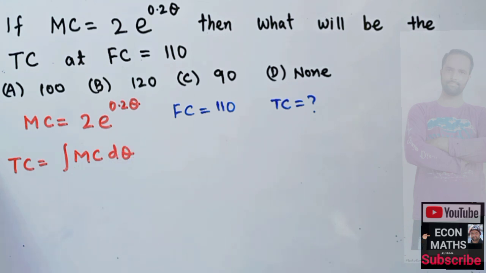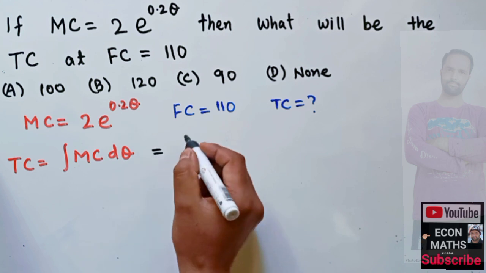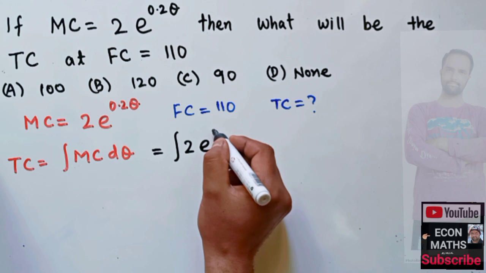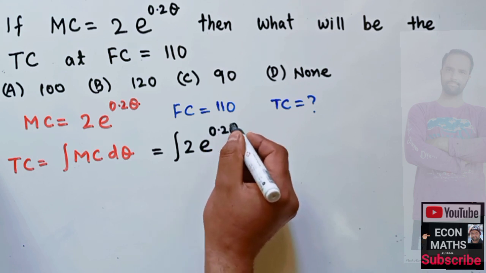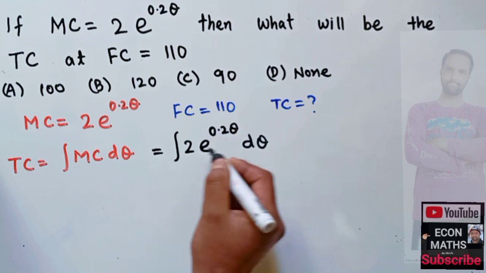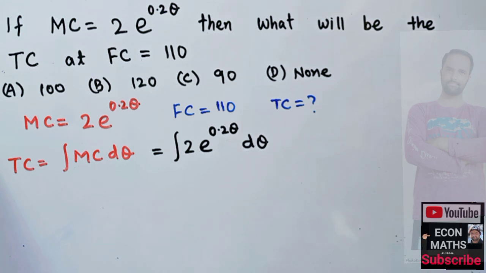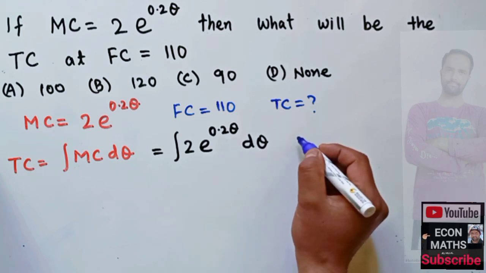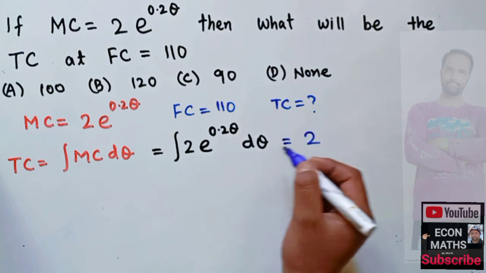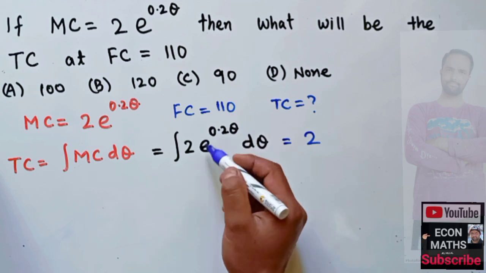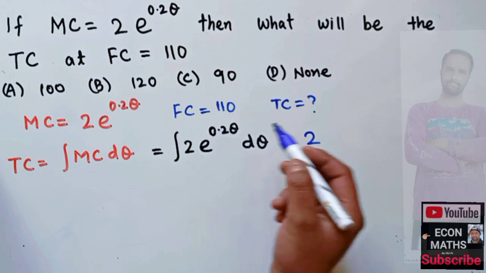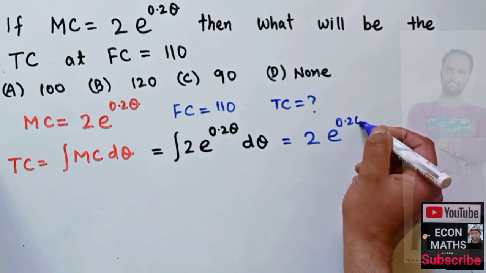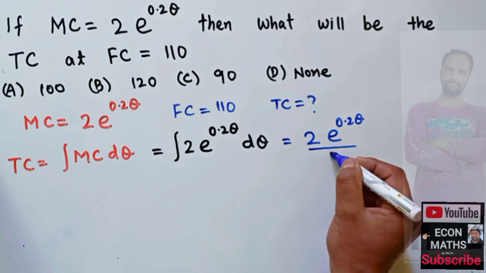Now the marginal cost function is given to us as 2 times e to the power 0.2 q. That means we want to take the integral of this function, so it will become 2, which is a constant. Now what is the integral of e to the power 0.2 q? Its integral is simply e to the power 0.2 q divided by 0.2.